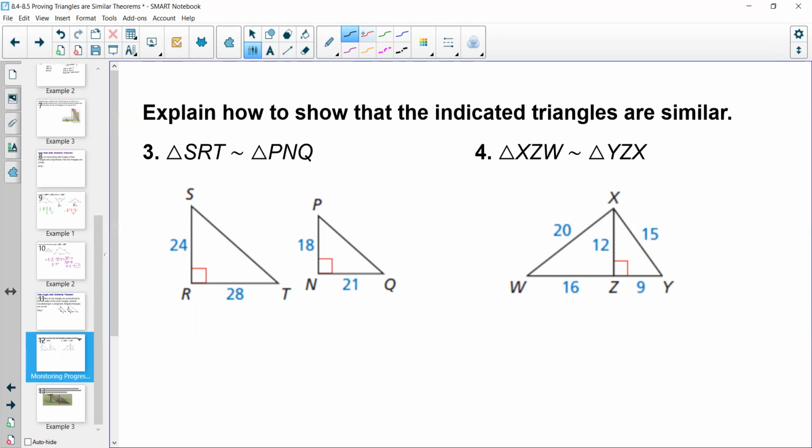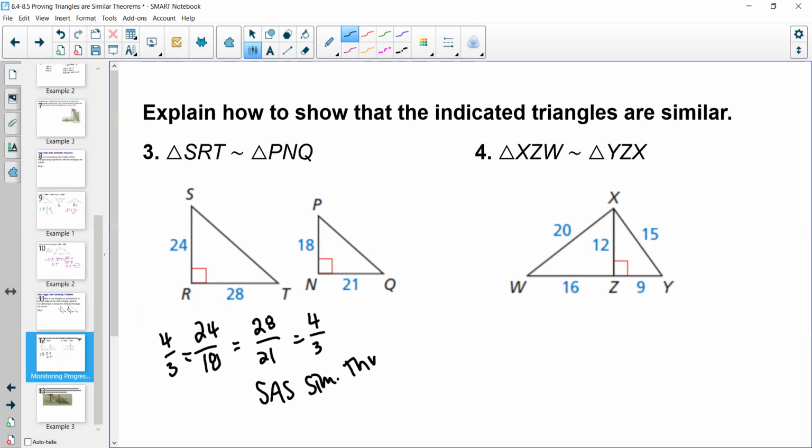Well, we've got a couple different ways that we can do that. In this case, we can look to make sure the sides are proportional. So let's say 24 over 18 needs to be the same as 28 over 21. Well, 7 goes into both of these, so that's 4/3. 6 goes into both of these, and that's 4/3. So the sides are proportional, so the angles are the same. So by the Side-Angle-Side Similarity Theorem, they're similar.